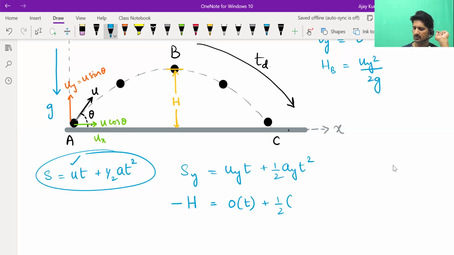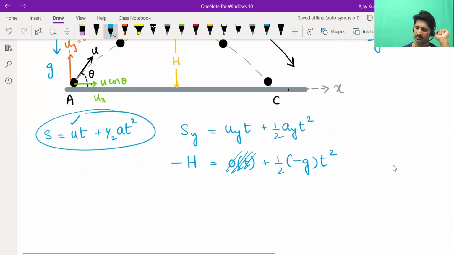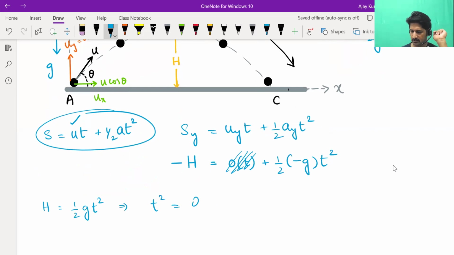Plus half. We know acceleration is always gravity, minus g t square. Since this term becomes 0, it is easy to calculate t from here. Minus minus cancel. You get h is equal to half g t square. That means t square is 2h by g. That means t, that is the time of descent, is under root 2h by g.